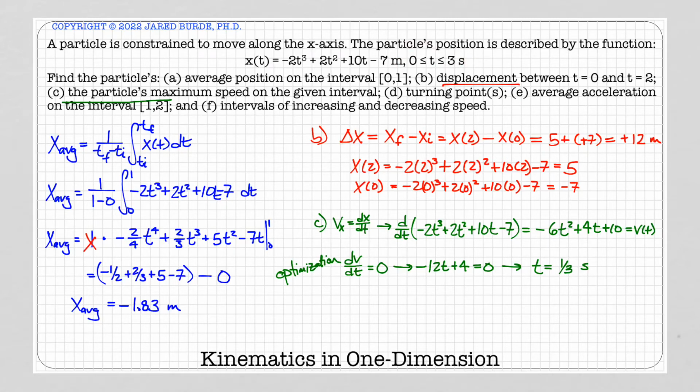So I'm going to go ahead and check my velocity at 0 and at 3, at the two endpoints, and then also at 1/3, and see which one of these are maxes and mins.